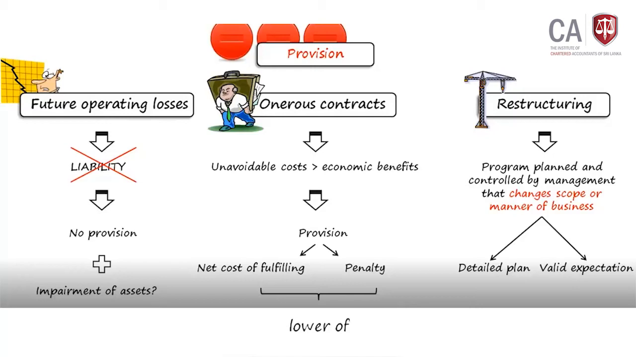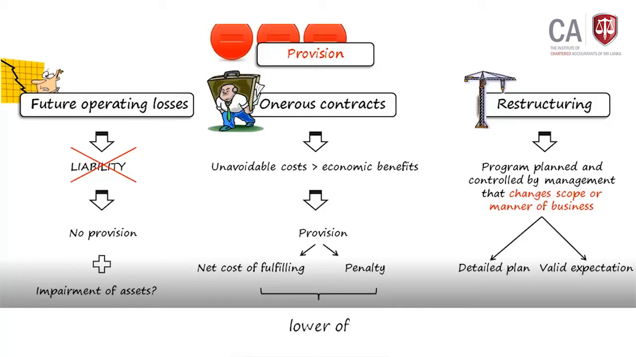Onerous contract. What do you mean by onerous contract? Onerous contract means you have an unavoidable cost of fulfilling the contract that is higher than the economic benefit of the contract. If so, we identify it as an onerous contract. If there is an onerous contract, you can make a provision, yes.